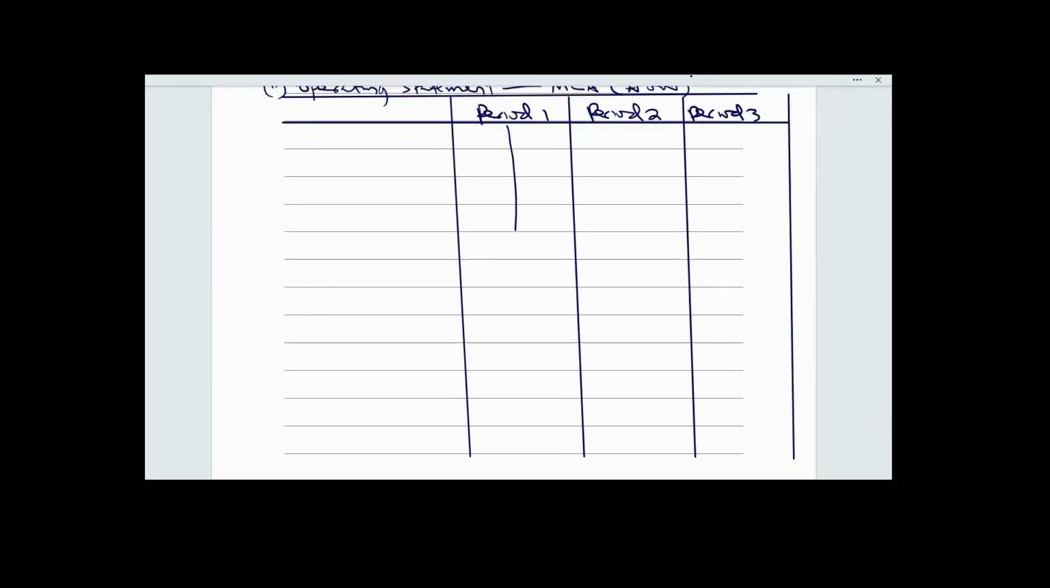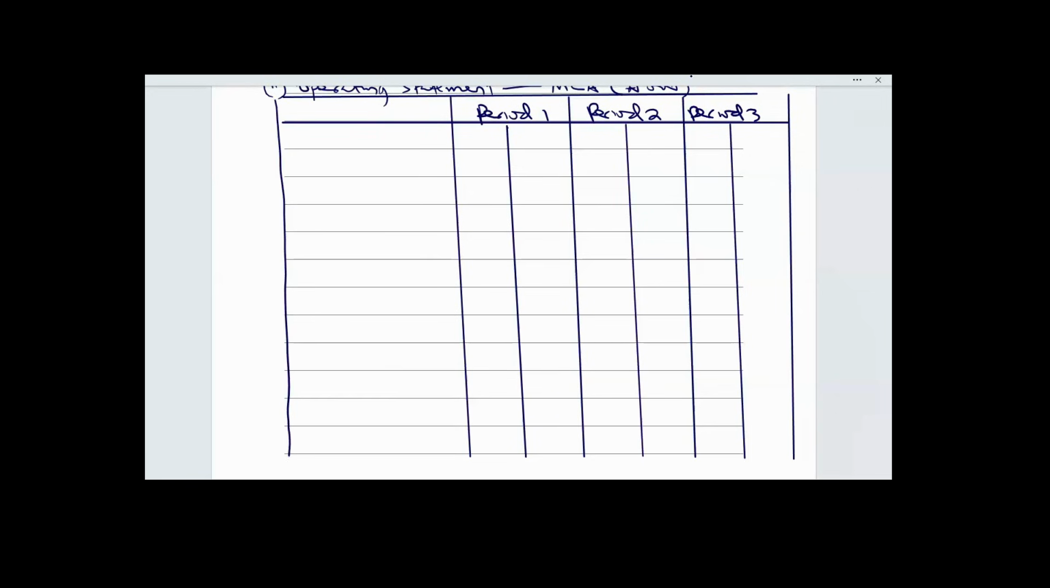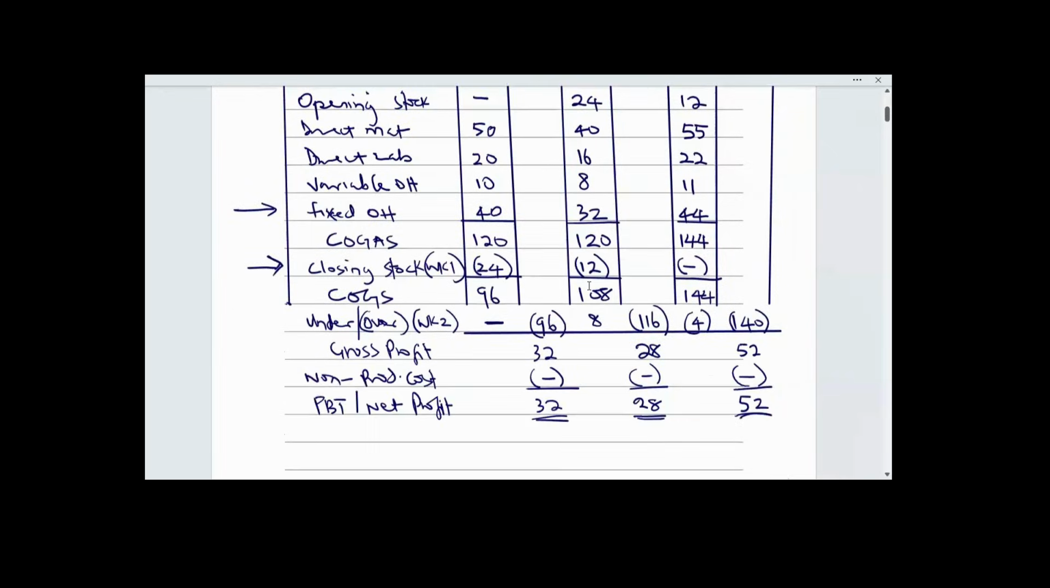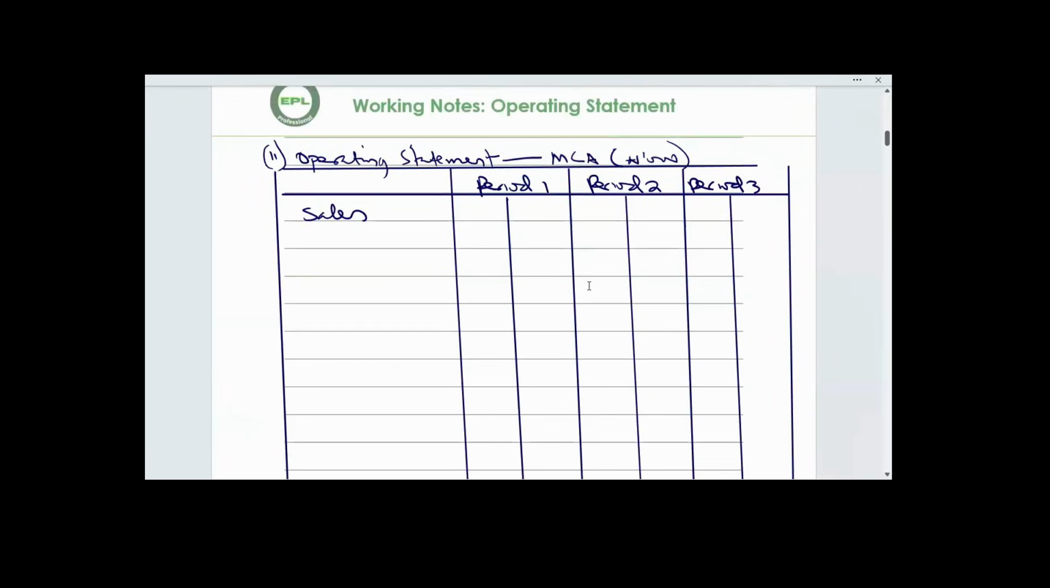So divide each period into 2. This one should be faster than the first one because this one does not have under absorption, overhead absorption. So the first item here will be sales. The sales value in the first period, let's repeat the sales value under absorption: 128, 144, 192. Then production cost.